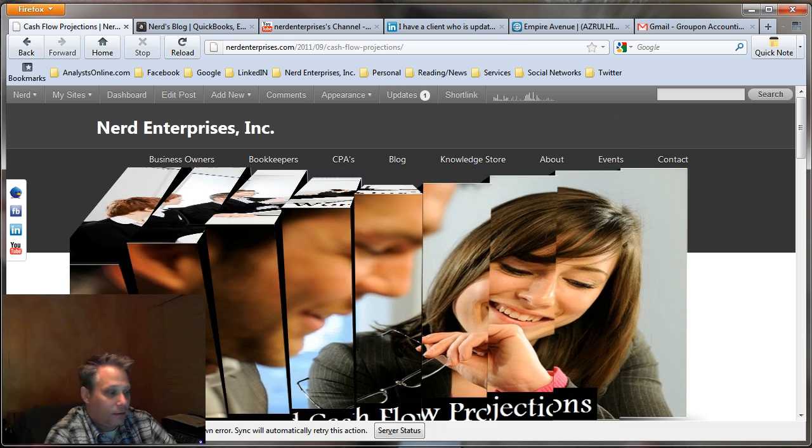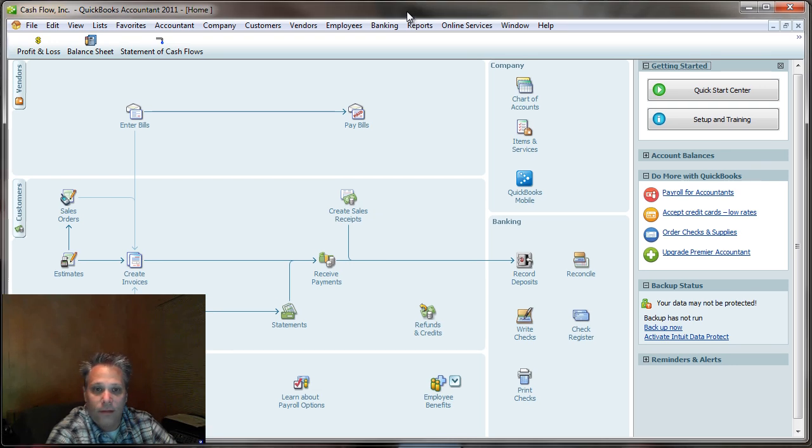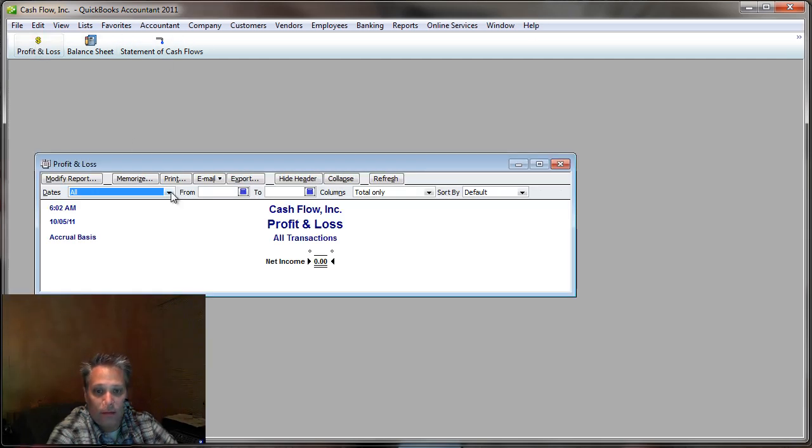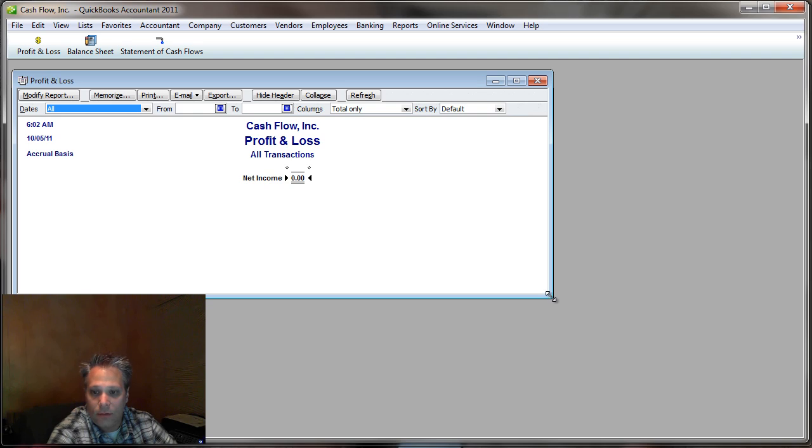Now let's get into this. Let's take a look at the beginning of the statement of cash flows. And of course I've got a sample company file here, and we're going to take a look at what this looks like. Now we've reviewed up until now the profit and loss so that we have an understanding of what this financial statement looks like and how it works.